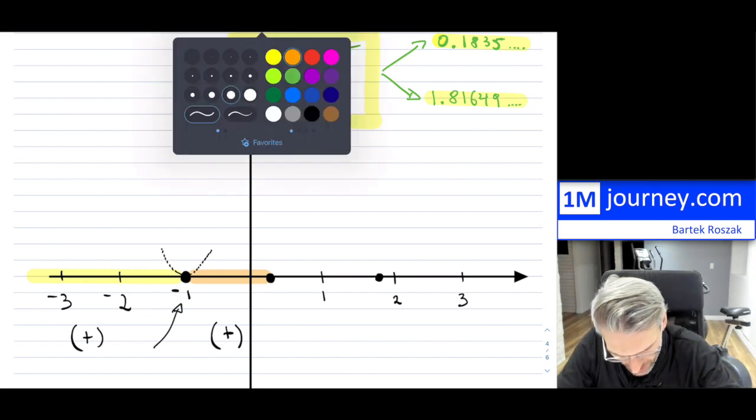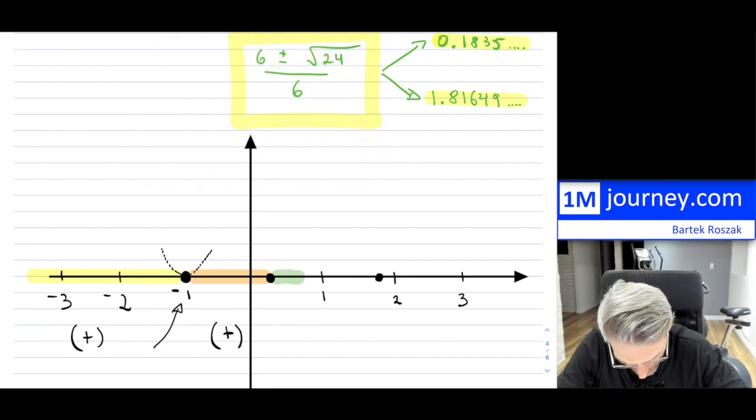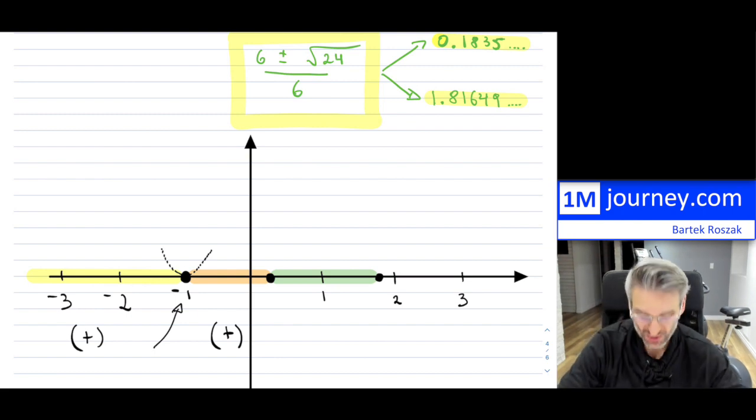Now, what's going to happen as I continue? So how about from here to here, in between these points? I can substitute 1 as my test point.